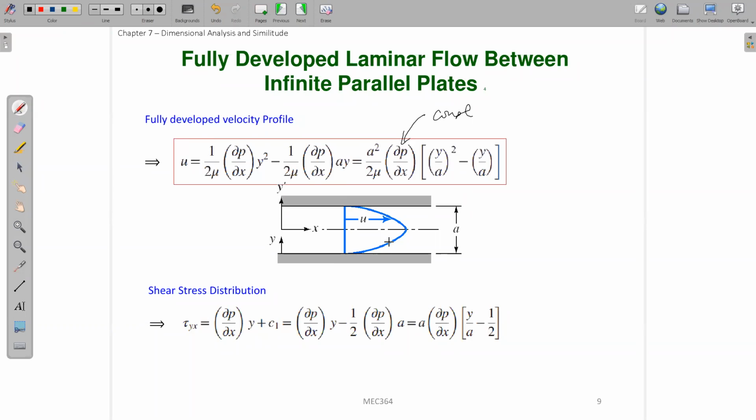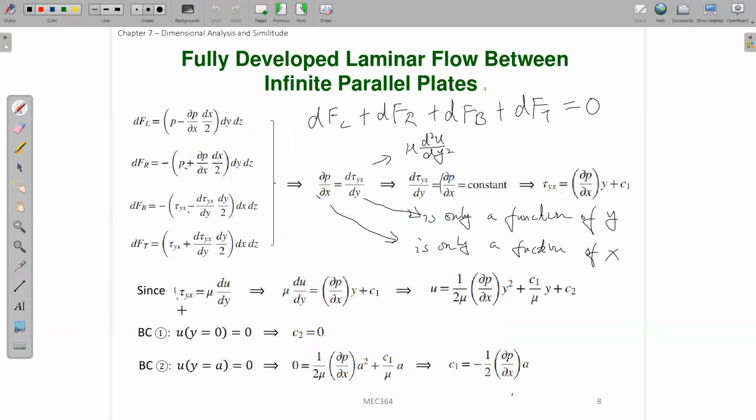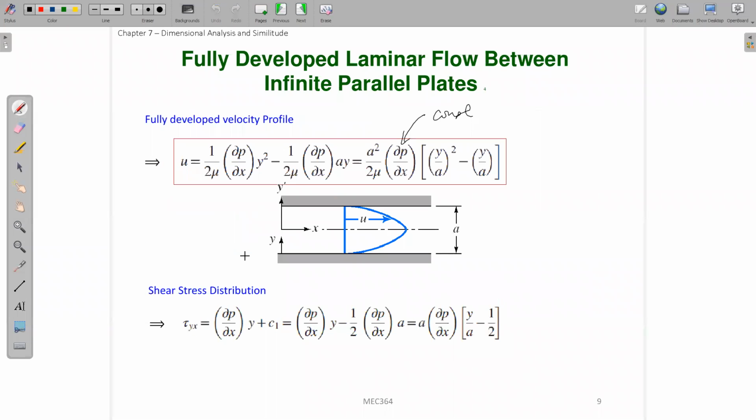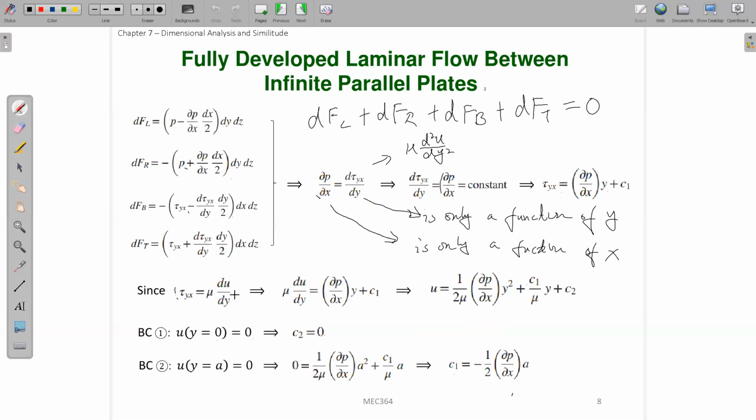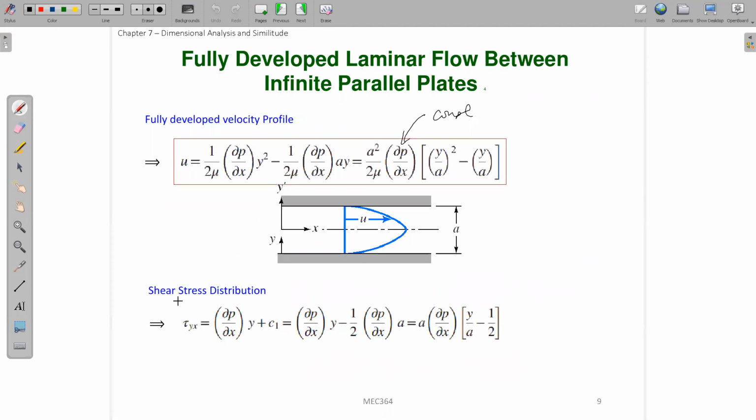Okay, and after you know this velocity profile, again, because there is this tau yx equal to mu times du dy, you can substitute this u into this du dy times mu here. You can find what this tau yx will be, so you can find the shear stress distribution. This tau yx equal to mu of du dy.